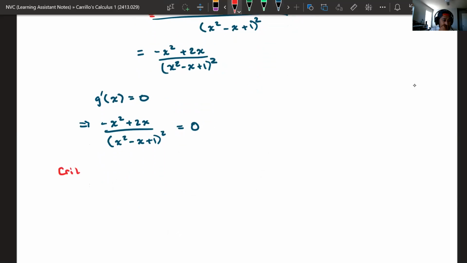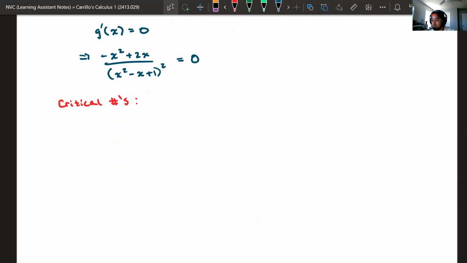So my critical numbers come from solving my numerator by setting that equal to 0, as well as the domain restriction of my original function. In this case, the domain restriction will come from my denominator. So again, my first critical numbers will be coming from solving my numerator by setting it equal to 0.